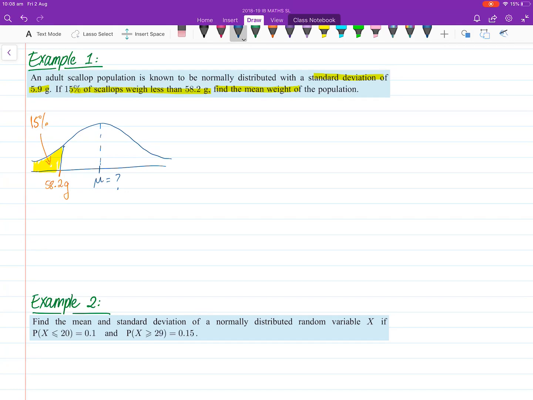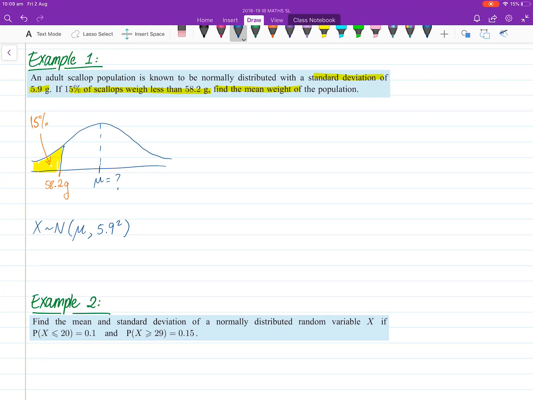So let's write out our info. We've got x is normally distributed with a mean of mu, which is unknown, standard deviation of 5.9. Now we need to use that inverse normal function on the graphics calculator again from last lesson. So if you don't remember, please go back to 24D.1 and watch that YouTube video. But we do need to do a little bit of algebra and equation work.